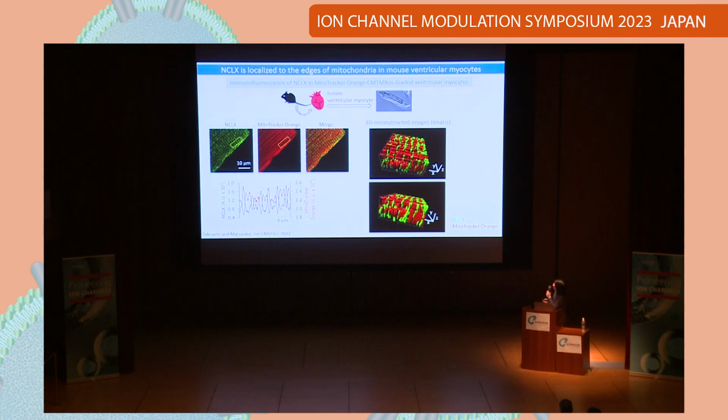Then, we performed immunofluorescence analysis using isolated cardiac ventricular myocytes. The signals from NCLX showed a striped pattern in between MitoTracker Orange signals. Please see this plot. The fluorescence intensity peaks from NCLX and MitoTracker Orange appear alternately. 3D reconstructed images show that NCLX, shown as green, is localized to the edges of mitochondria, shown as red.